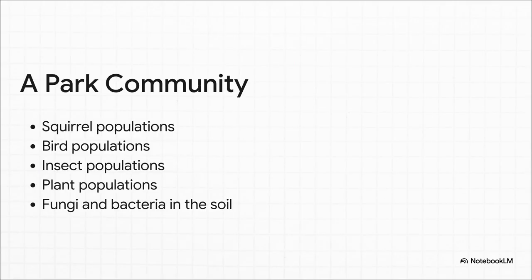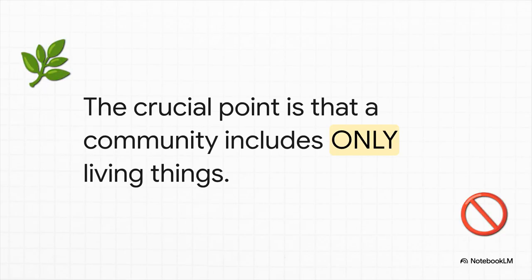Let's think about that park again. The community isn't just the squirrels. It's the squirrel population, plus the pigeon population, plus all the different insects, all the types of trees and grass, and even the invisible fungi and bacteria that are doing their thing in the soil. All of it, together. Now, this is a super important point, so lock it in. A community includes only the living things, what scientists call the biotic parts. Keep that in mind, because it's the key to understanding our very next step.